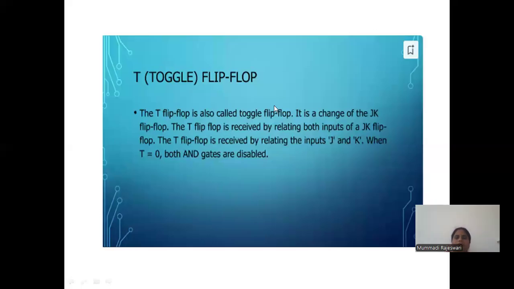Next, the last flip-flop is the toggle flip-flop. The T flip-flop is also called a toggle flip-flop. It is a modification of the JK flip-flop. The T flip-flop is obtained by tying both the inputs of a JK flip-flop together, so we can consider the T input as a single input, and we can design the T flip-flop by using a JK flip-flop.